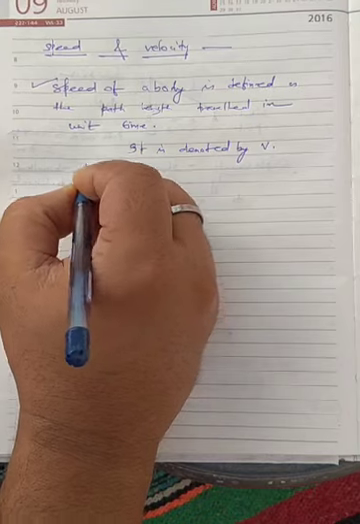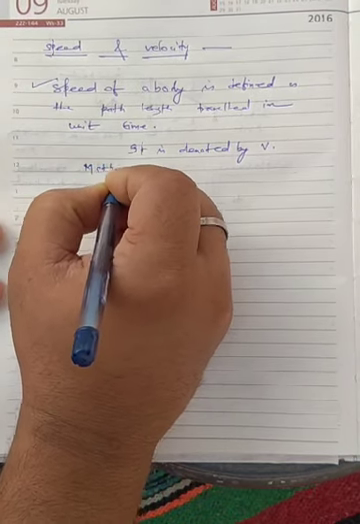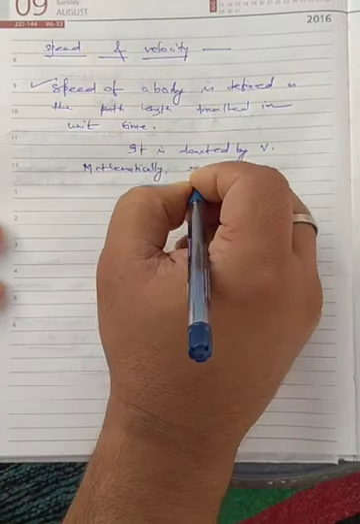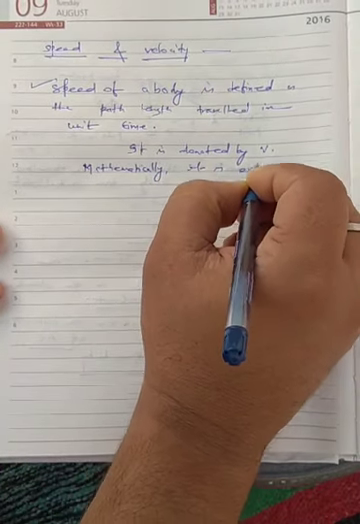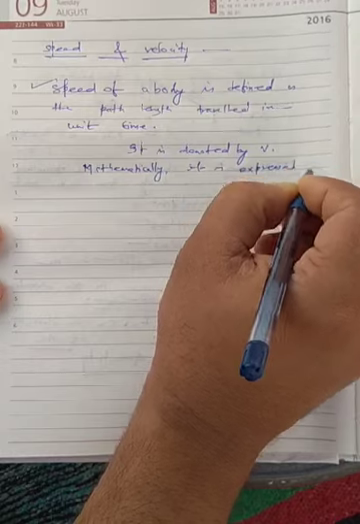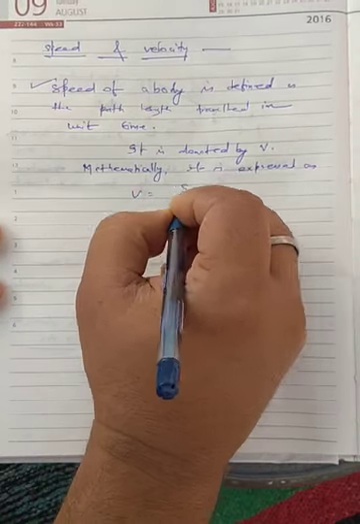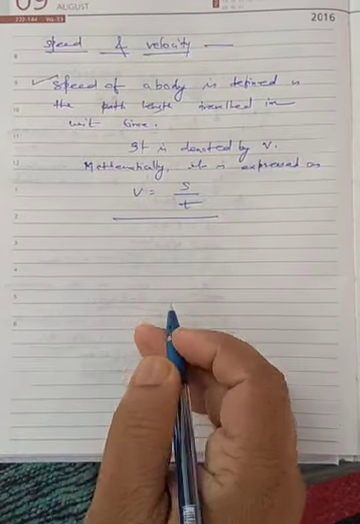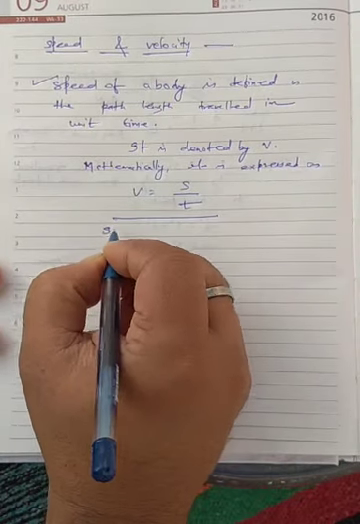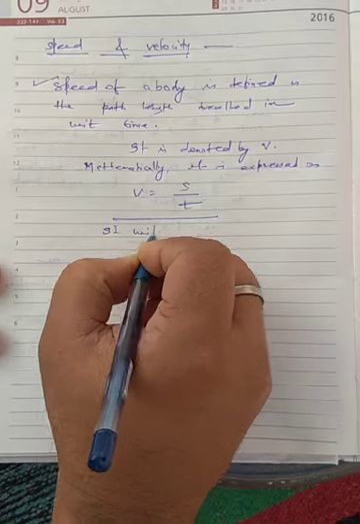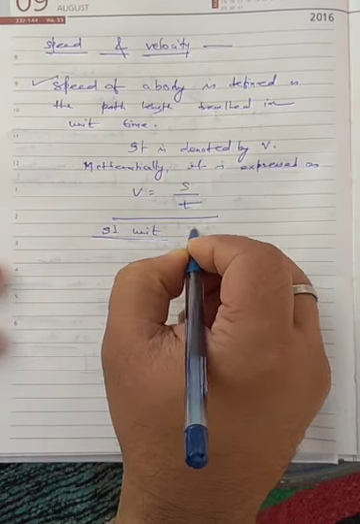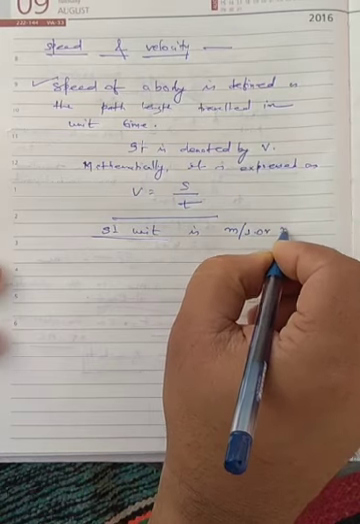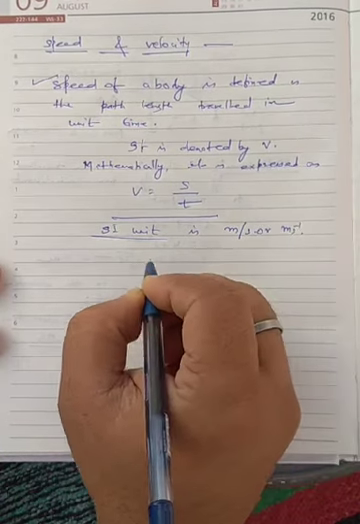And mathematically it is expressed as v equal to s by t, and its SI unit is meter per second or m s inverse.